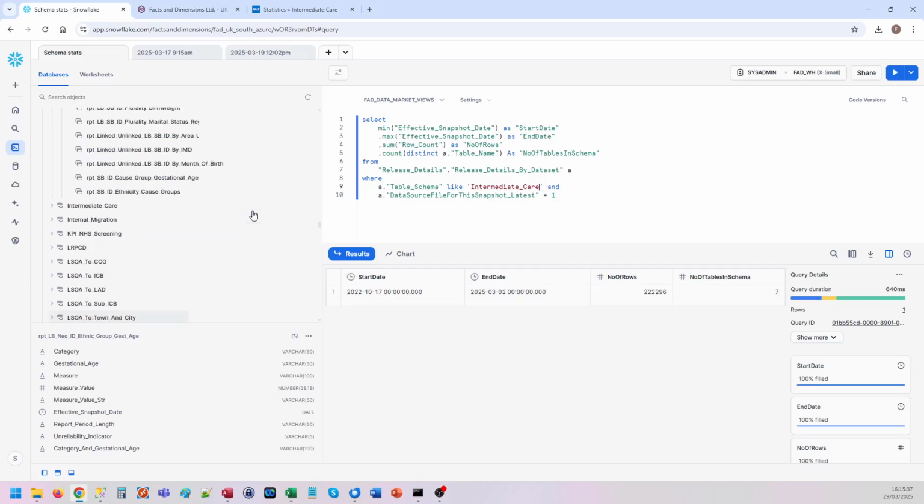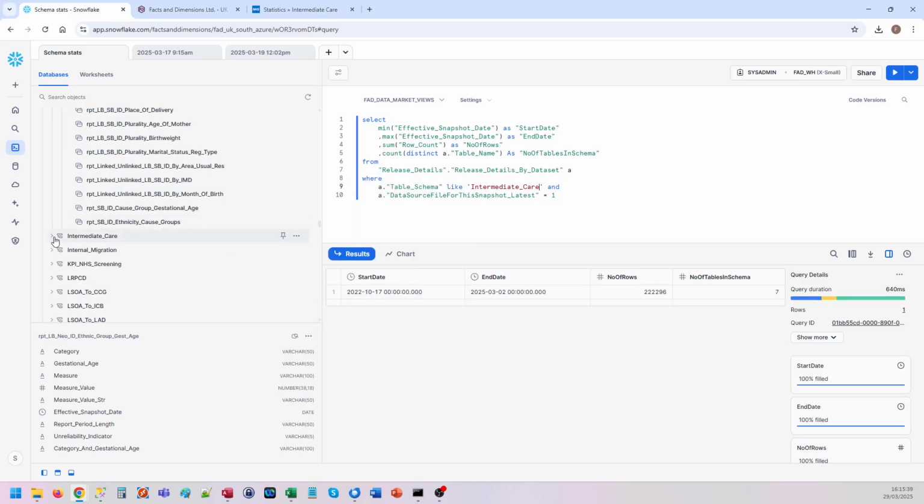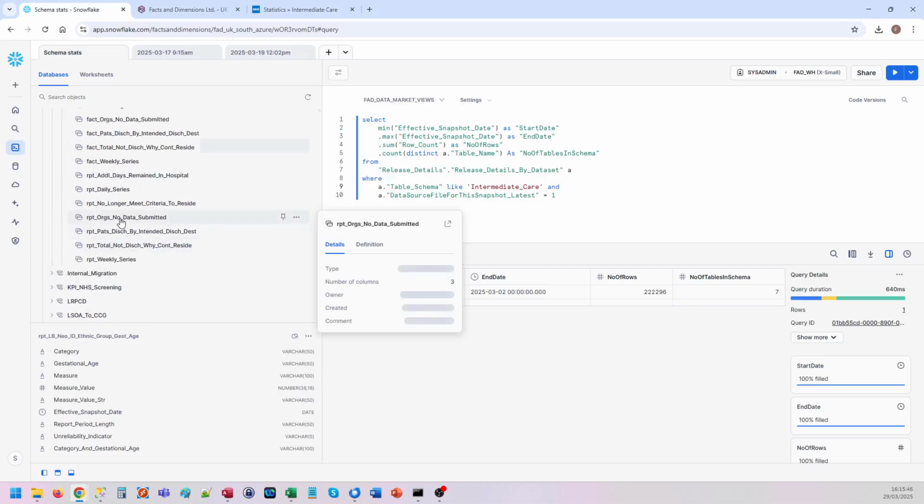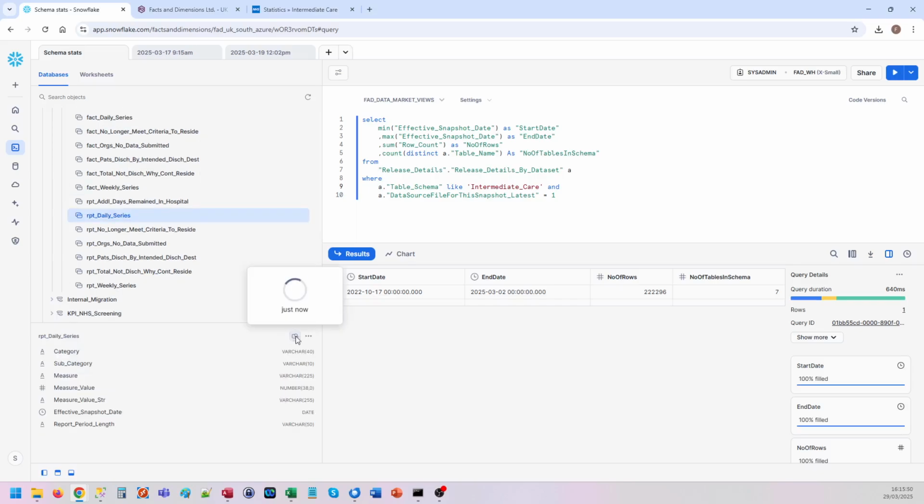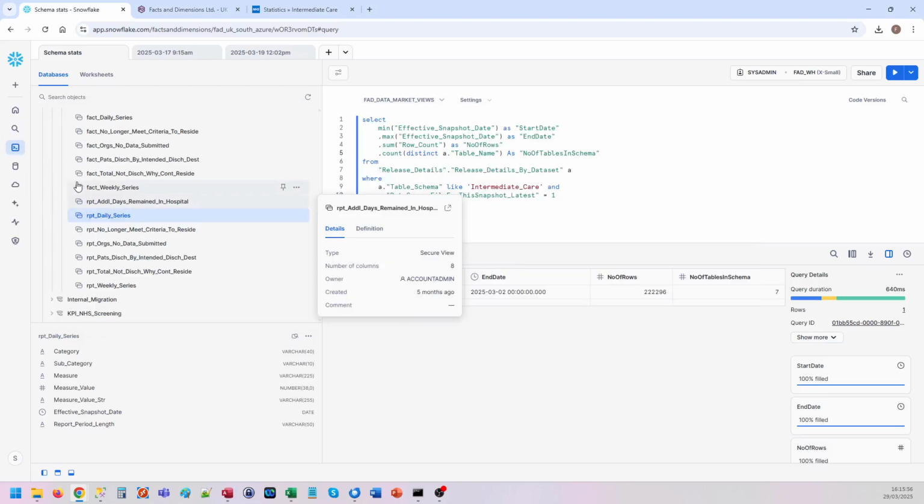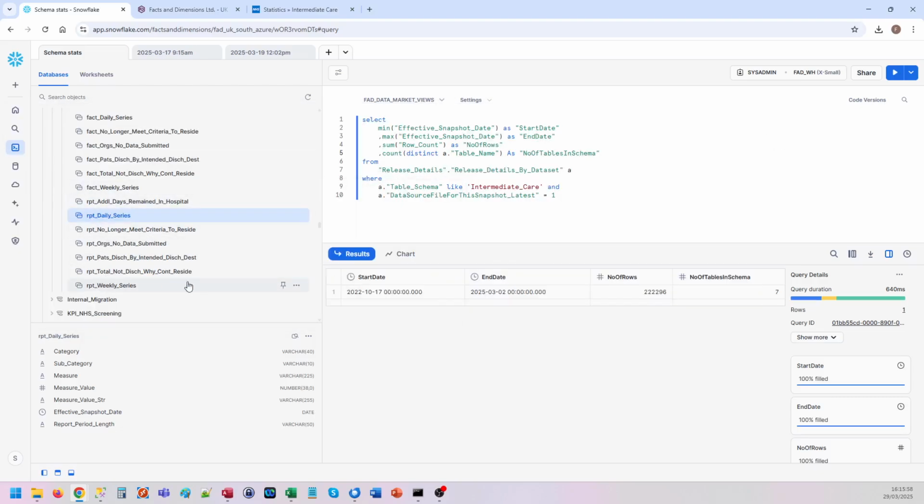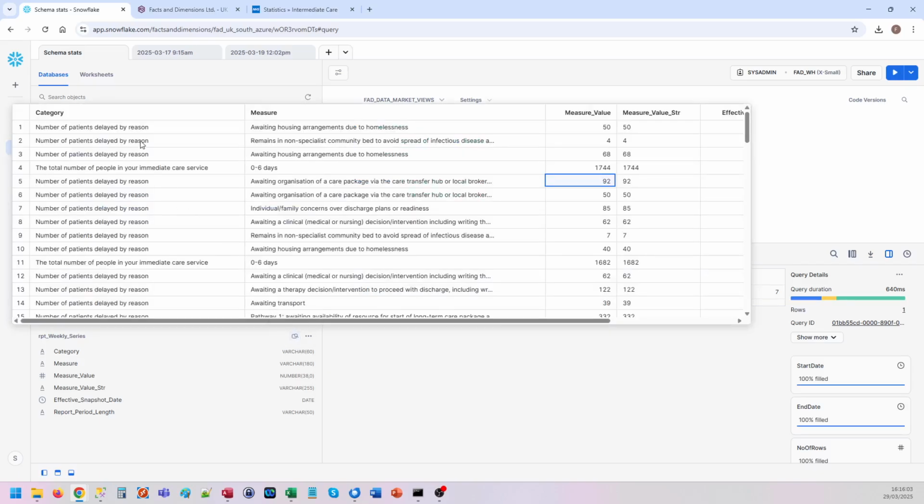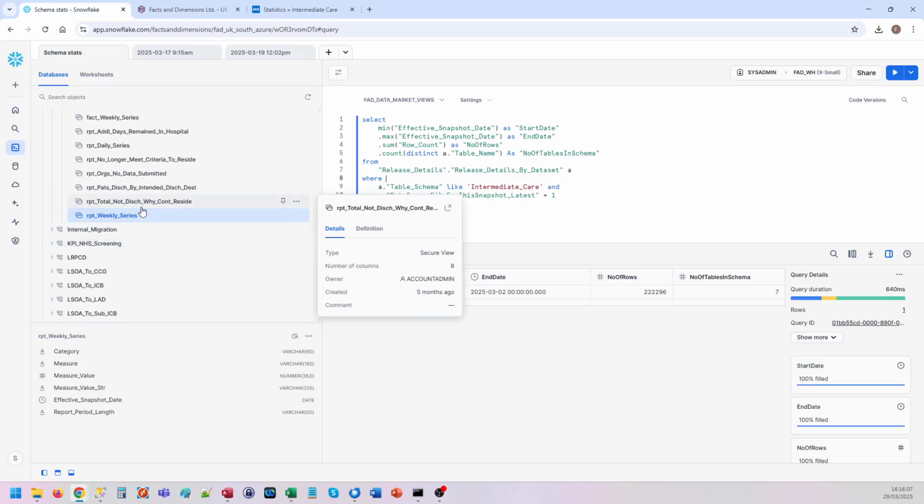Let's have a look at some of the stuff in here. Intermediate care. Daily series. Let's have a look at that. So you see the categories and subcategories and measures and values. Weekly series. The categories and measures. They're countrywide.